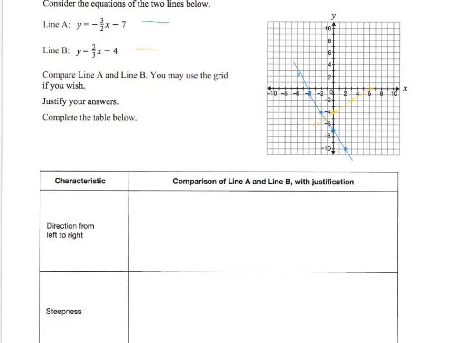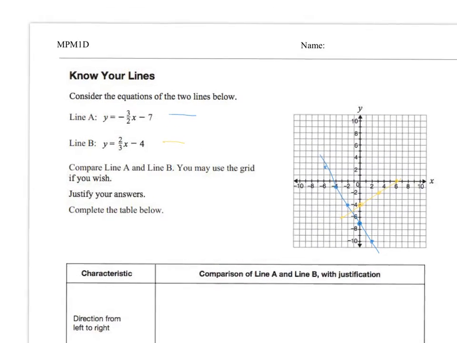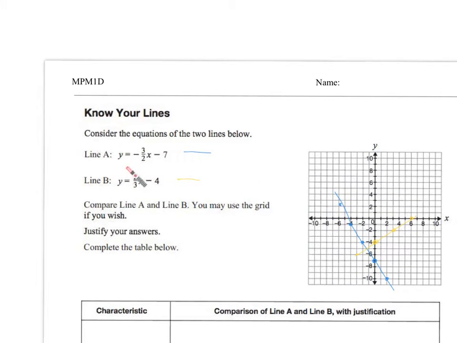These lines are definitely perpendicular. If you compare the slopes up here with negative 3 halves, if I flip that, it becomes 2/3, and it goes from a negative to a positive, so they are definitely perpendicular.